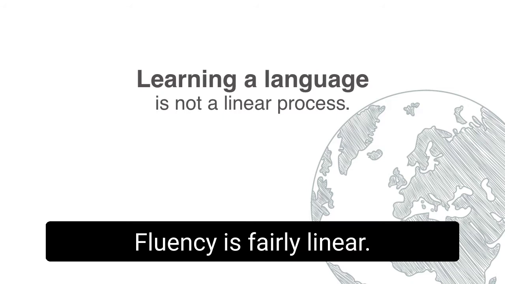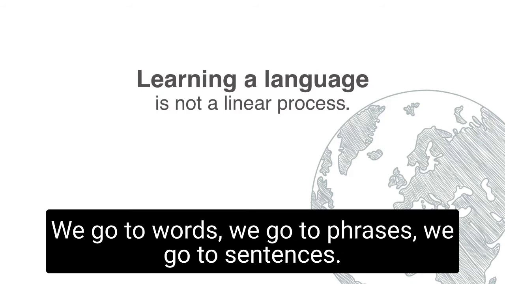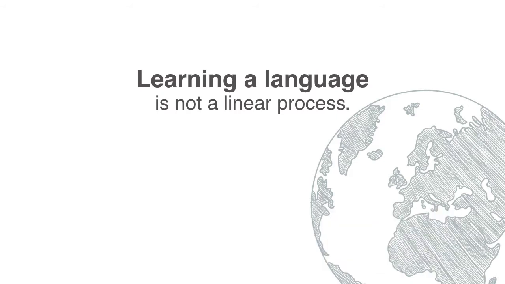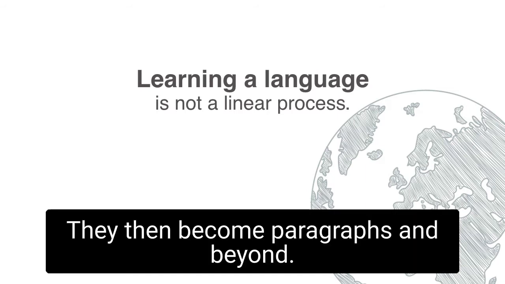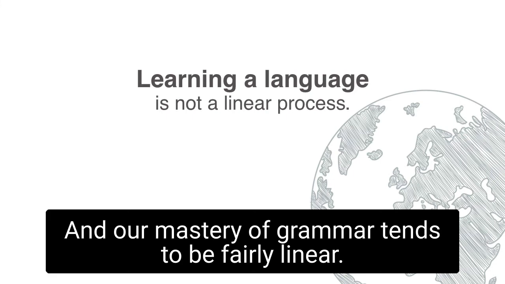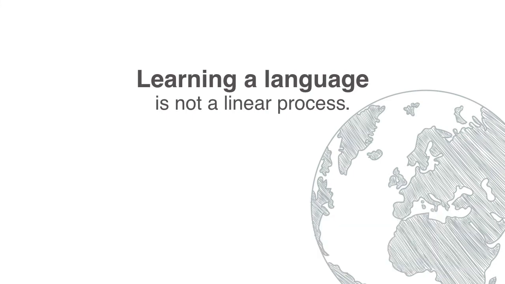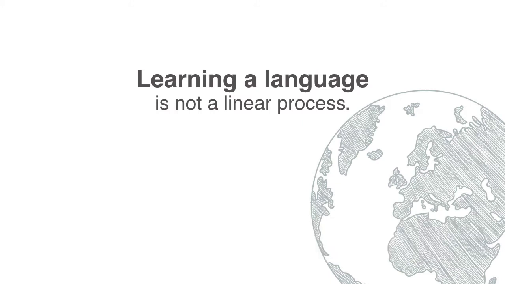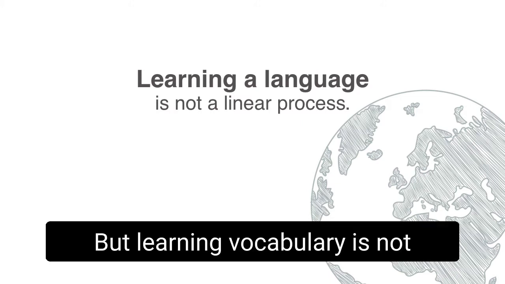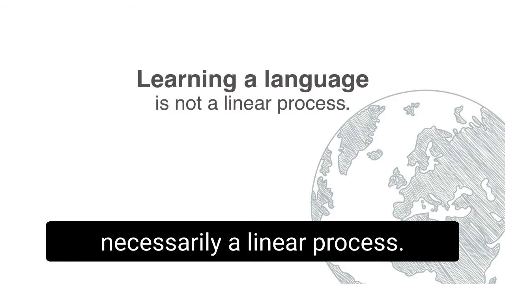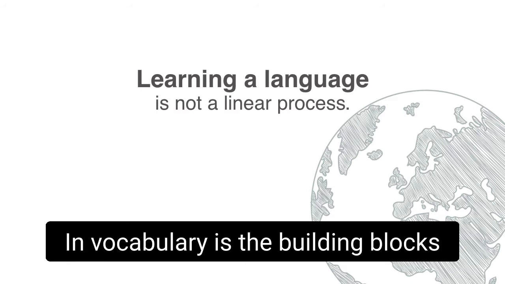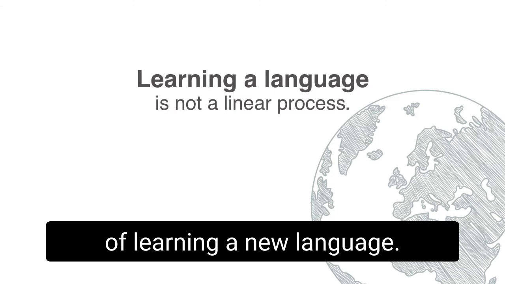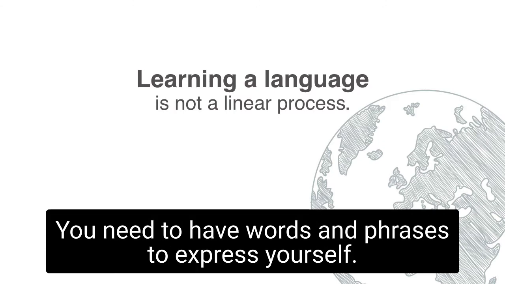Learning a language is not a linear process. Fluency is fairly linear. We start with nothing, we go to words, we go to phrases, we go to sentences. They then become paragraphs and beyond. And our mastery of grammar tends to be fairly linear. And that's one of Krashen's theories that we'll talk about in another lesson. But learning vocabulary is not necessarily a linear process, and vocabulary is the building blocks of learning a new language. You need to have words and phrases to express yourself.